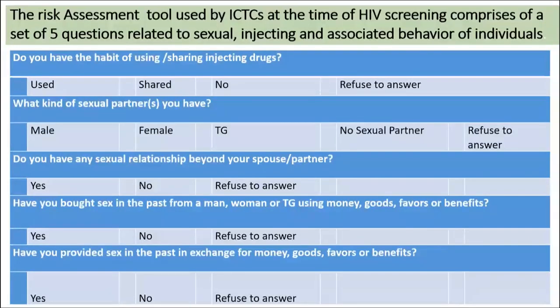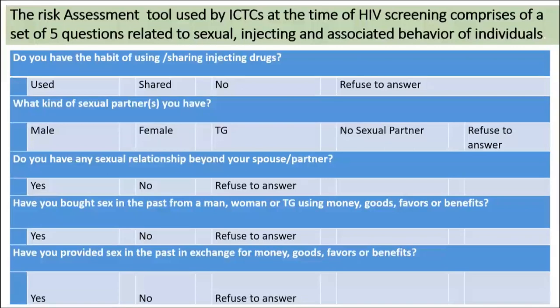The first question is, do you have the habit of sharing or injecting drugs? Here we ask whether used, shared, or no, and refuse to answer. Refuse to answer is also questionable, as to why the person is refusing to answer. Then the second question is, what kind of sexual partners do you have: male, female, TG, no sexual partners, or refuse to answer.